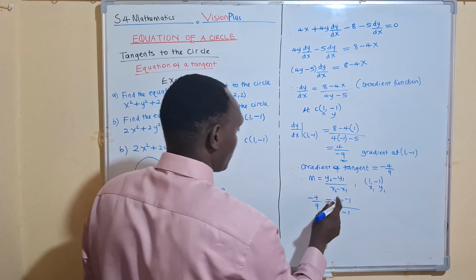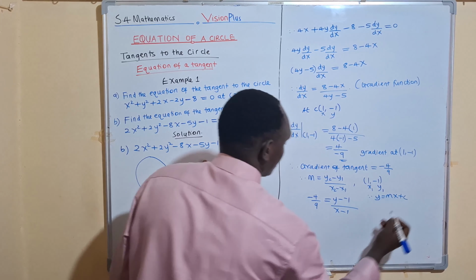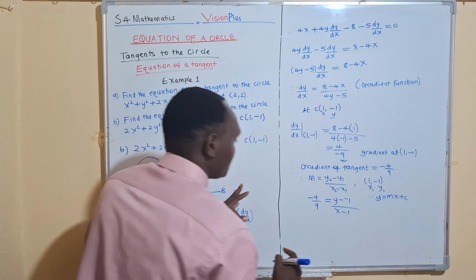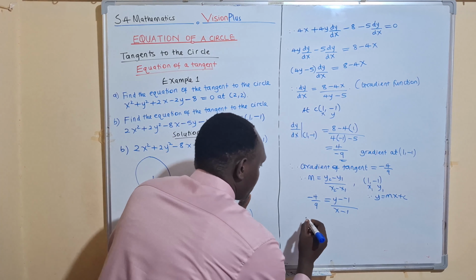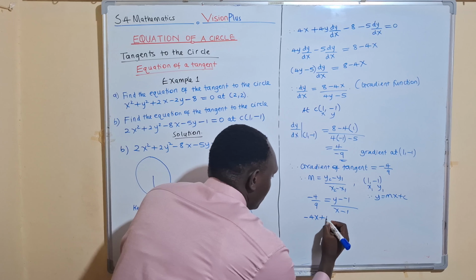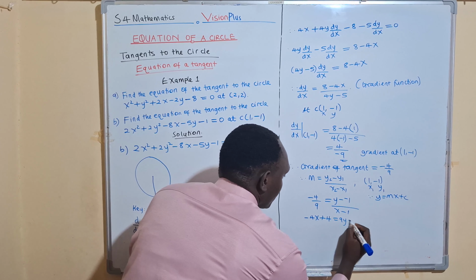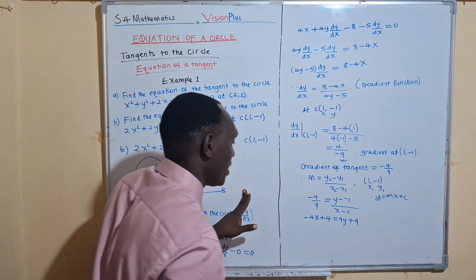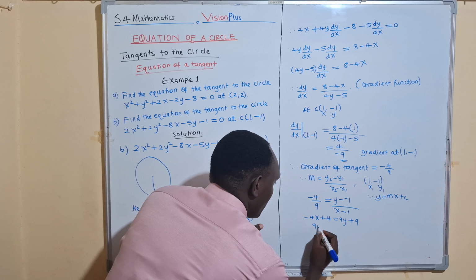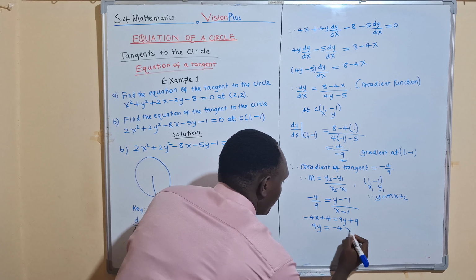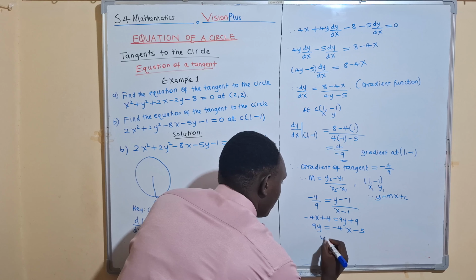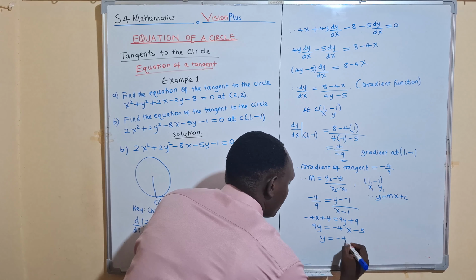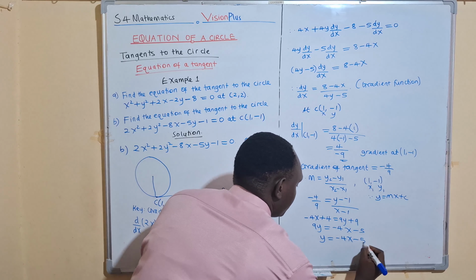And then from here, I make y the subject of the formula, so that it is in the form of y equals mx plus c. That is the equation of the line, and the tangent is a line. So what do I do here? I can cross multiply. If I cross multiply, I have negative 4x plus 4 equals 9y plus 9. Then I make y the subject. That means 9y becomes equal to negative 4x minus 5. Therefore, my y becomes (negative 4x minus 5) out of 9.